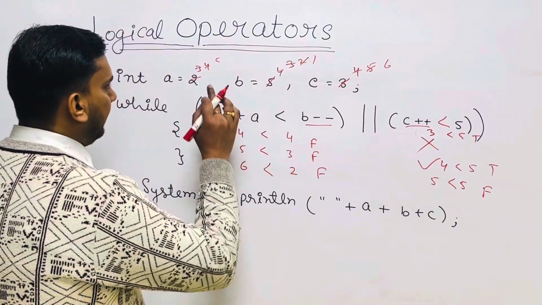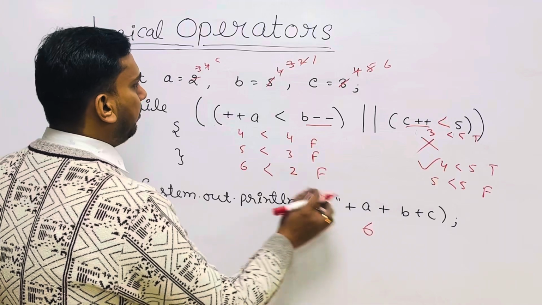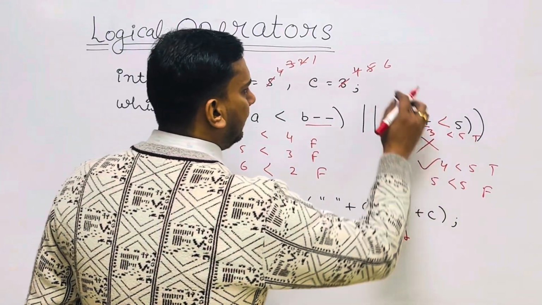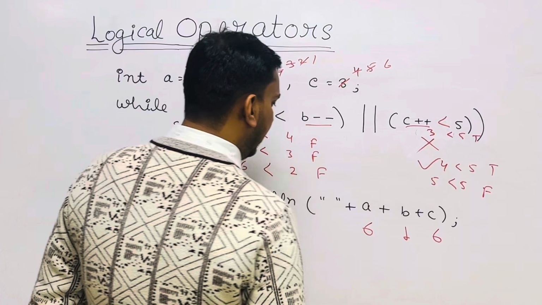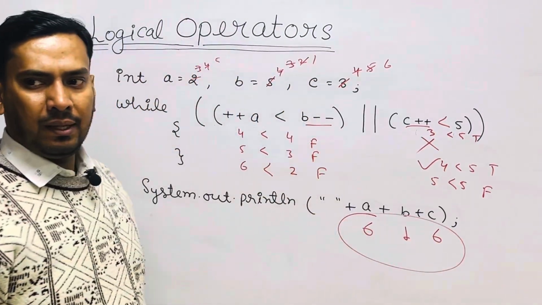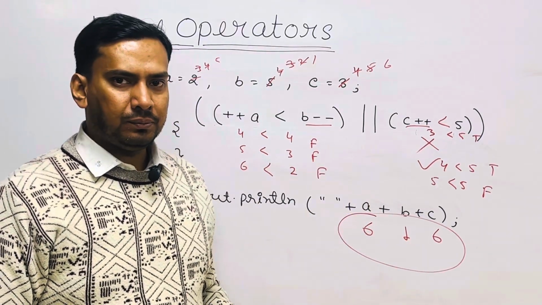So, what is the value of a? The value of a has become 6. What is the value of b? The value of b has become 1. What is the value of c? The value of c has become 6. So, your output will be 616 because we are using the short circuit OR operator.